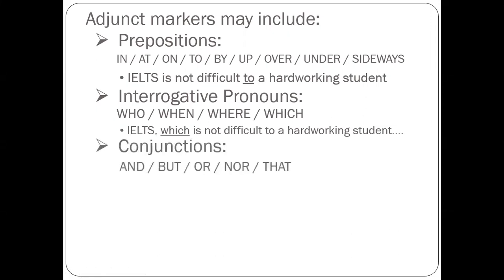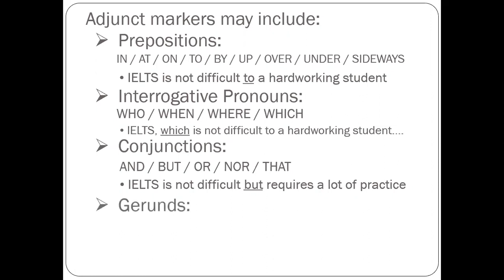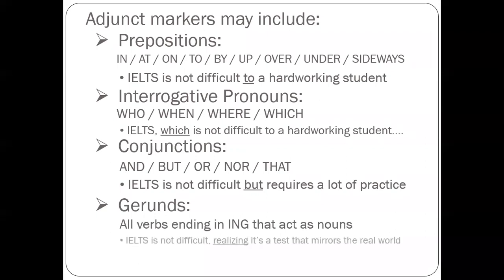Okay. And you can also have conjunctions like and, but, or, nor, that. I guess for is also a conjunction, right? There. It's not difficult, but requires a lot of practice. And you may also use gerunds, like all verbs ending in -ing that act as nouns. IELTS is not difficult realizing it's a test that mirrors the real world.